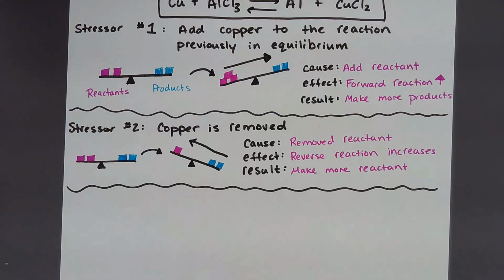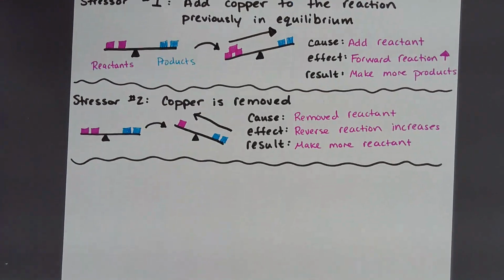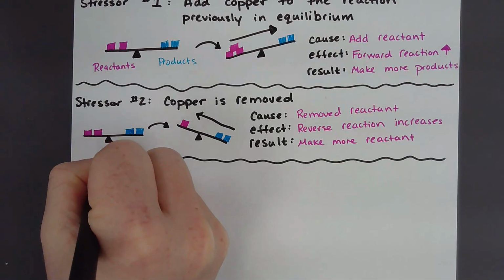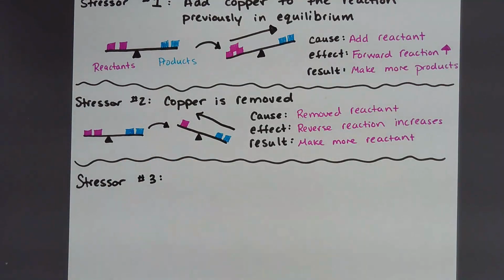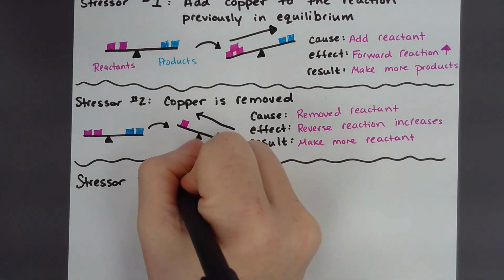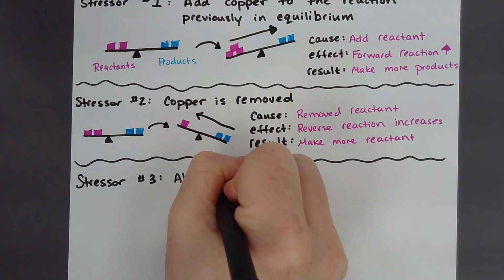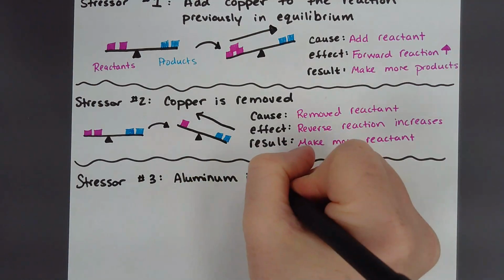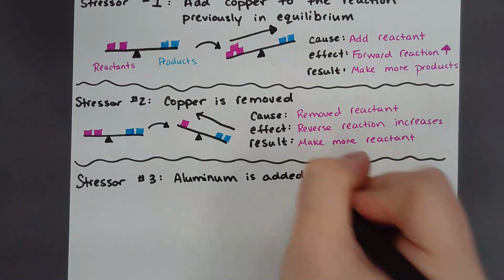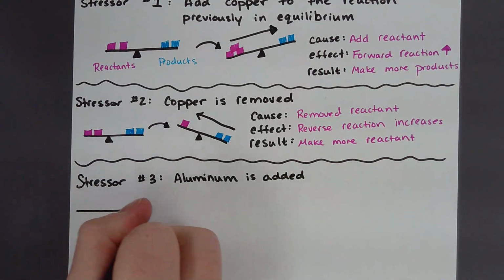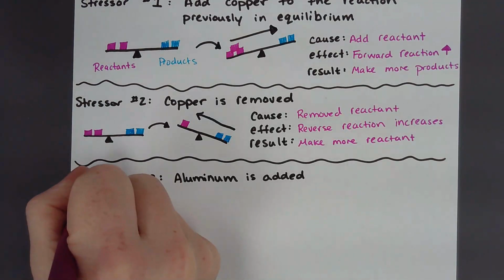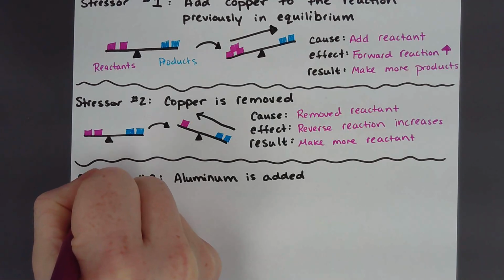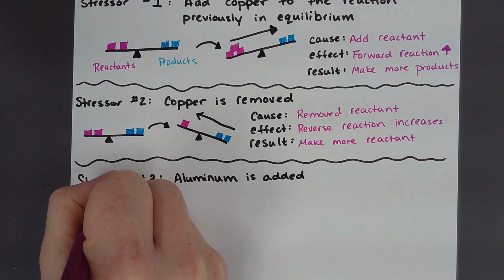All right. Stressor number 3. For stressor number 3, we are going to have aluminum being added. And we know now we're always going to start in the same spot. Teeter-totter. Reaction rates nice and balanced. 2 boxes of each.